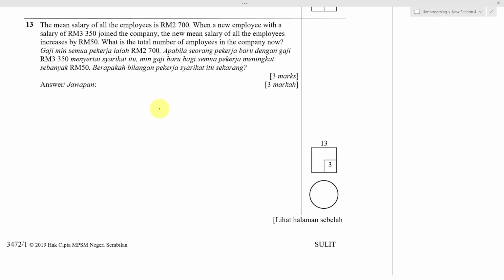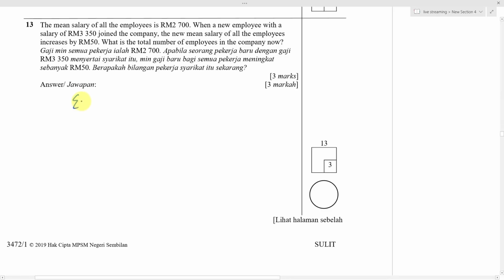Statistics 13. The mean salary of all the employees is, not 24, I mean 2,700. When a new employee with a salary of 3,350 joins the company, the new mean of all the employees increases by 50. What is the total number of employees in the company now? Basically, they ask you to find n.